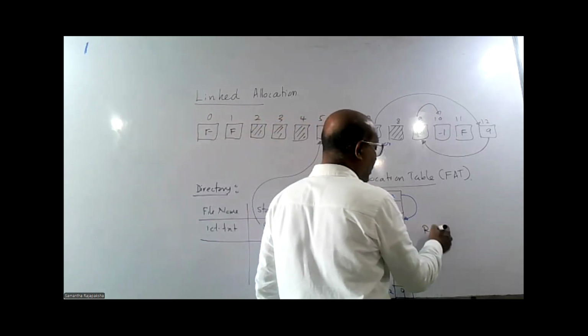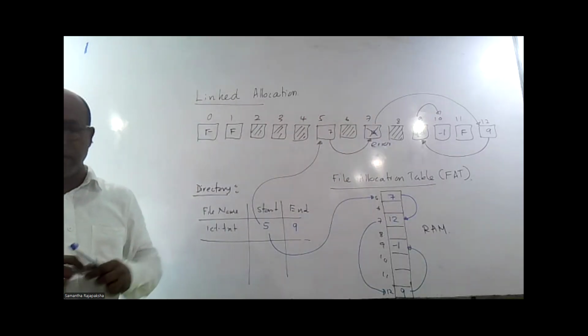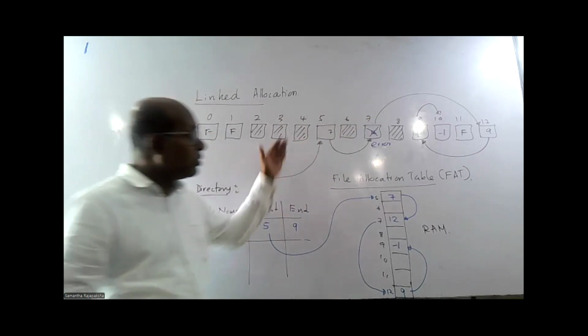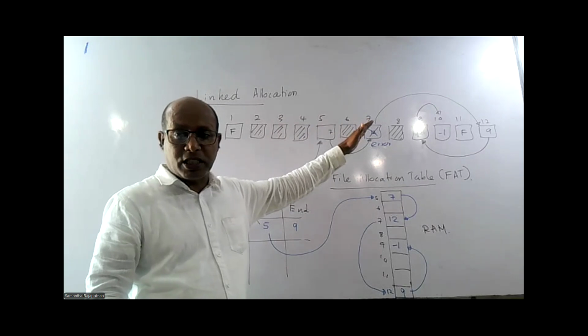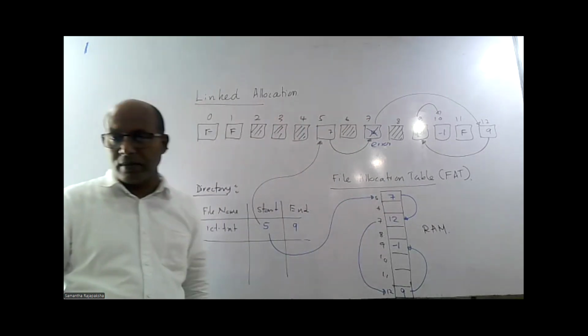Memory is very fast compared to the hard disk, because these blocks are in the hard disk, which is very slow. No need to go to each block one by one to find the location. The location information you can get from the table in the memory.